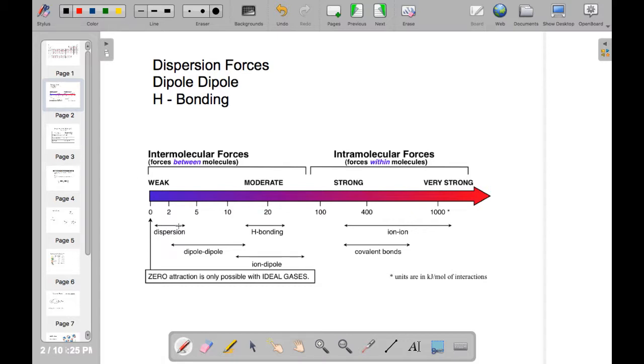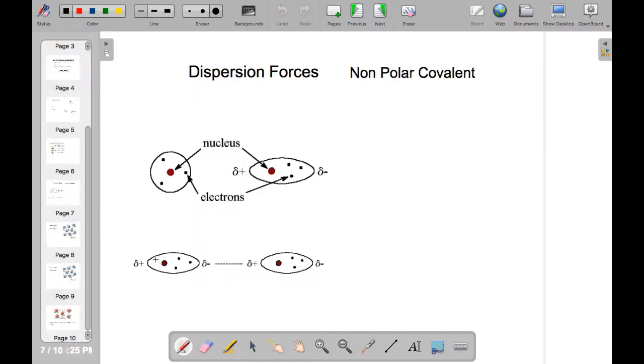So, let's talk about dispersion forces first. These are the weakest intermolecular forces, dispersion forces. Let's go ahead and look at this little diagram here. This shows us a nucleus. Notice how the electrons are in their orbitals around the nucleus, and this could also be a molecule.